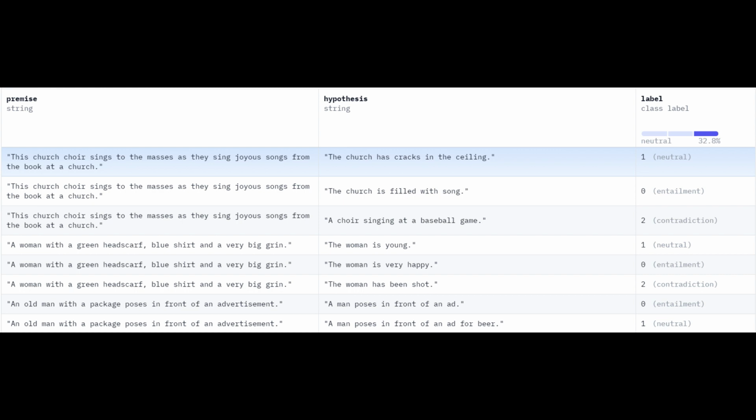Neutral means that there's no relation between the premise and the hypothesis really. There's kind of no relationship. They're talking about completely different things. Entailment means that the hypothesis and premise are logically related. I think the way around it goes is that the hypothesis follows on from the premise. And the last category is contradiction, and that's pretty self-explanatory. That's when the premise contradicts the hypothesis.